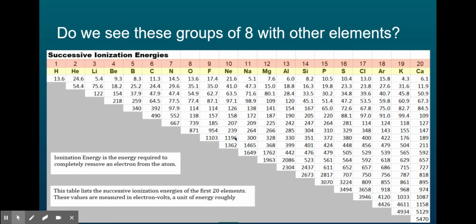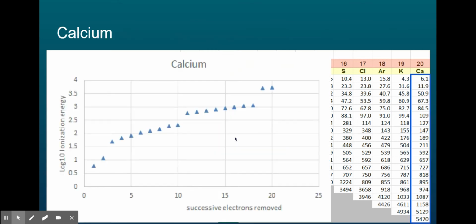Do we see these groups of 8 with other elements? Calcium. Here's calcium, 1 more electron than potassium. We see there are now 2 relatively low energy, but looking at the top, we again have 2 that are held far more tightly than the rest. And then a group of 8 that are tightly held, then 8 less tightly held, and then those last 2.